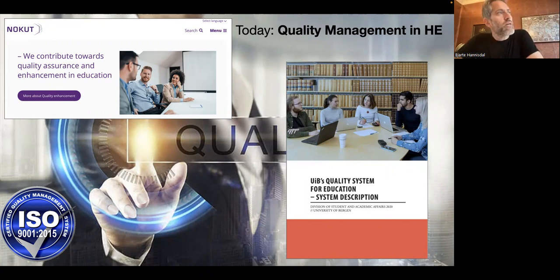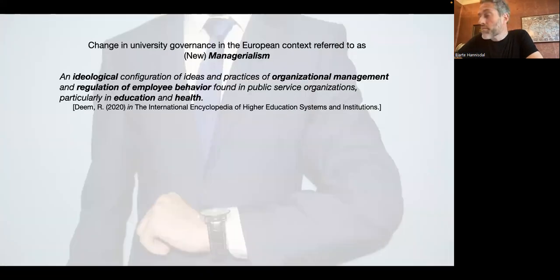And how did we end up in this situation? Well, this is described in the social science literature as a change in university governance, at least in the European context, that is referred to as managerialism or new managerialism in higher education. And it's been described as an ideological configuration of ideas and practices of organizational management and regulation of employee behavior in public service organizations, particularly education and health. Okay.